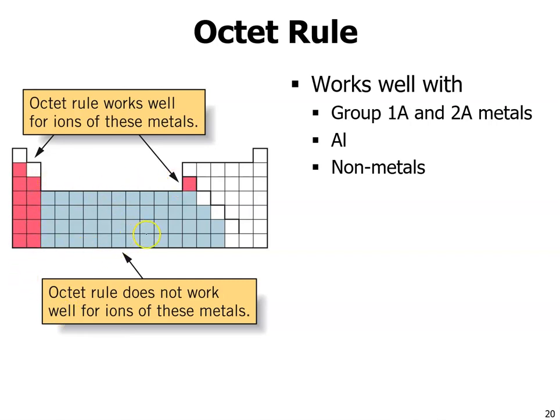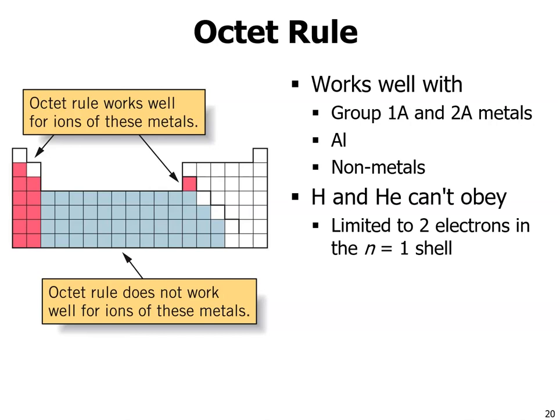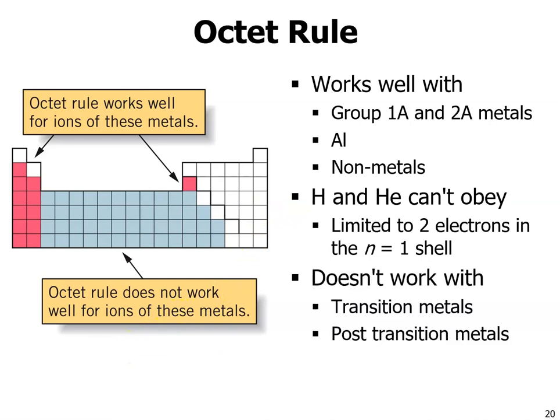The octet rule works really well for metals in the first and second columns. It doesn't work as well in the transition metals because of some of the more complex things that might happen, where electrons might hop around into different orbitals to create some stability. Also, obviously, hydrogen and helium can't obey that because they're in the first shell. They are only in the 1s shell, and you can only hold 2 electrons in there. So those are obviously going to create an issue. You're not going to have 8 electrons in an s orbital. So it doesn't work with the transition and post-transition metals, and we're going to talk about that next.